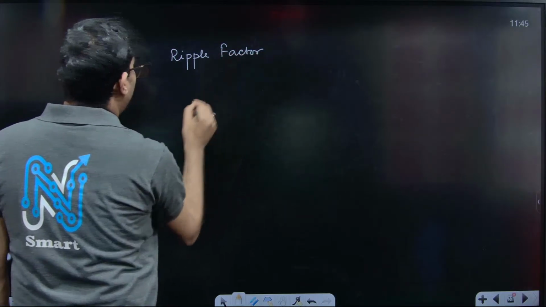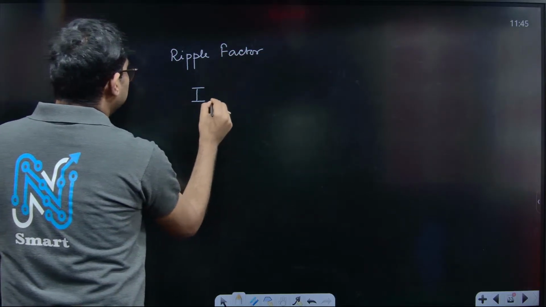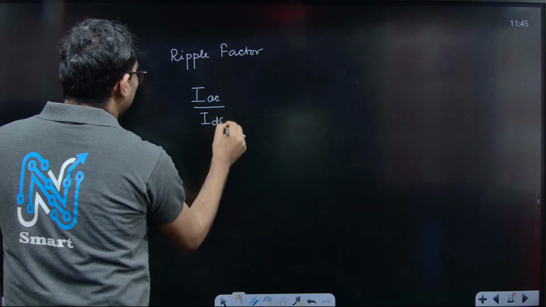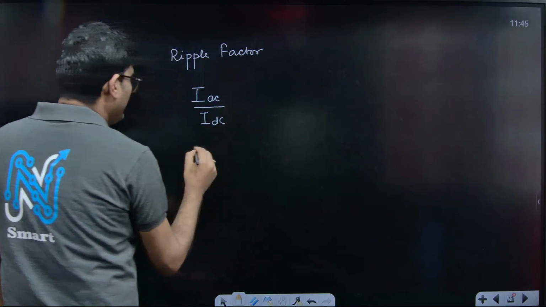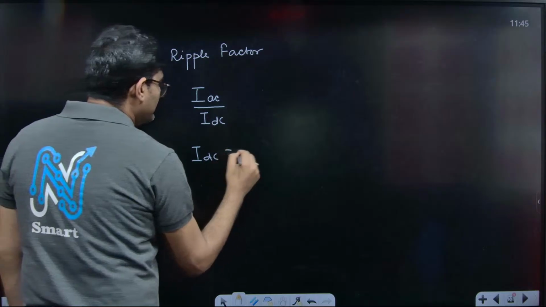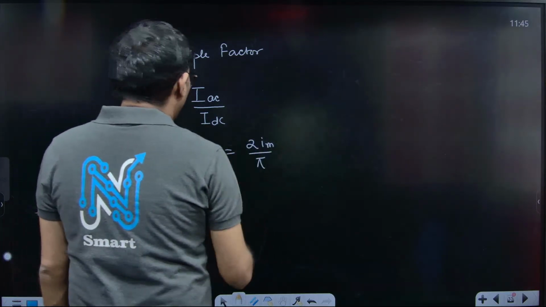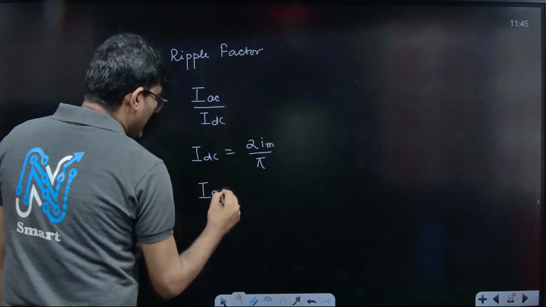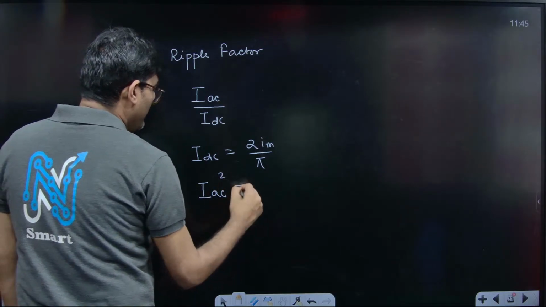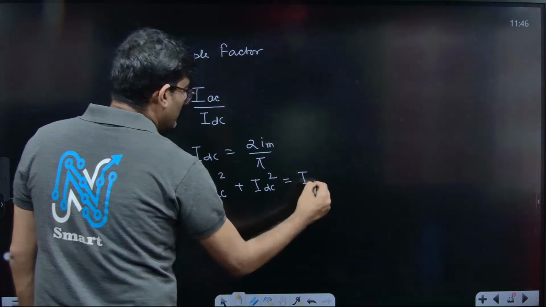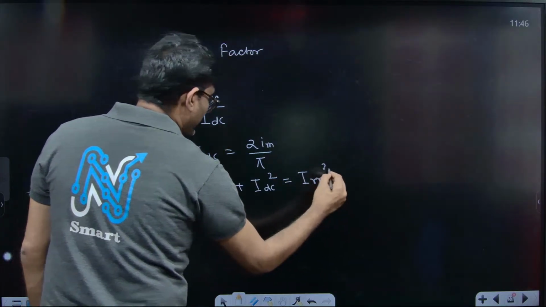What is ripple factor? Ripple factor is IAC divided by IDC. Now IDC already we have calculated, it is 2IM by pi. What is IAC? IAC square plus IDC square is equal to IRMS square, right?